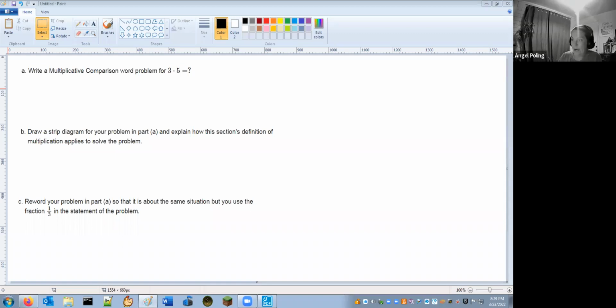Okay, write a multiplicative comparison word problem for 3 times 5. Draw a strip diagram for your problem in part A and explain how this section's definition of multiplication applies to the problem. And then in part C, reword your problem in part A so that it is about the same situation, but you use the fraction 1/3 in the statement of the problem.